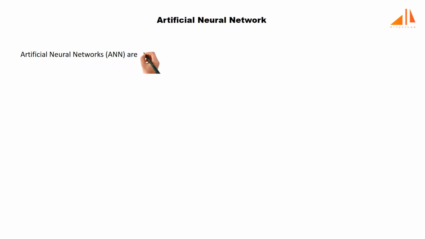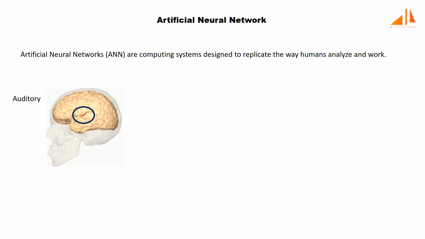Artificial neural networks are computing systems designed to replicate the way humans analyze and work. ANN tries to mimic the human brain. Let me give you the background behind the origin of neural networks. In this figure, you can see the portion of our brain which is called the auditory cortex. It enables us in hearing the sounds around us. When our ears send any signal, this auditory cortex is responsible for understanding that.